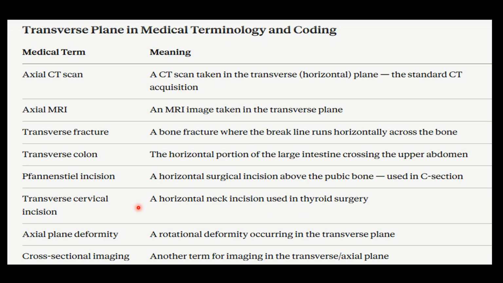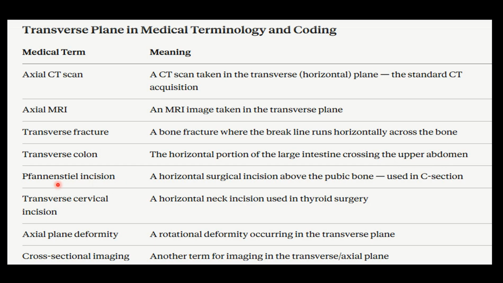Now we have learned so many things, so we should also know about medical coding, right? So you can see here how it is utilized in medical terms, like axial CT scan, which means a CT scan taken in the transverse horizontal plane, the standard CT acquisition. Axial MRI, an MRI taken in the transverse plane. Transverse fracture, a bone fracture where the break line runs horizontally across the bone. Transverse colon, the horizontal portion of the large intestine crossing the upper abdomen.